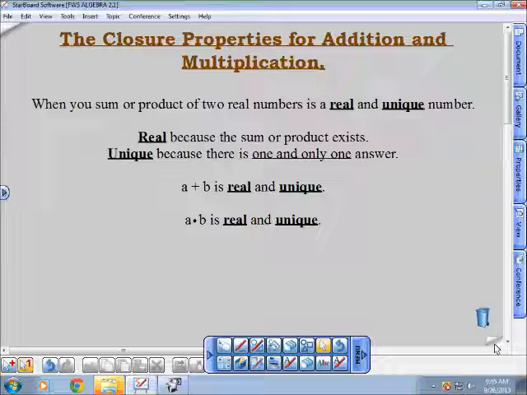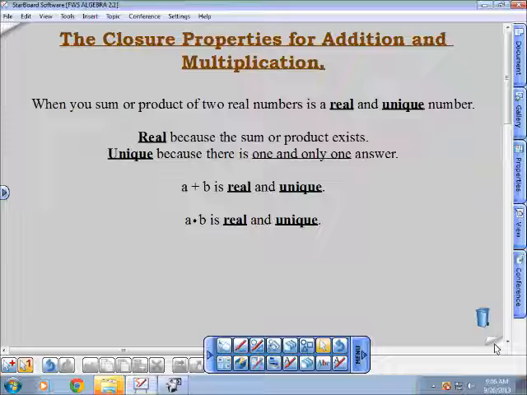What does unique mean? It's its own number. It means one and only one. Okay? So if you add 2 plus 2, what's the answer? 4. Could it be something other than 4? No, because it's unique. When you multiply 2 numbers or you add 2 numbers, there's only one answer.